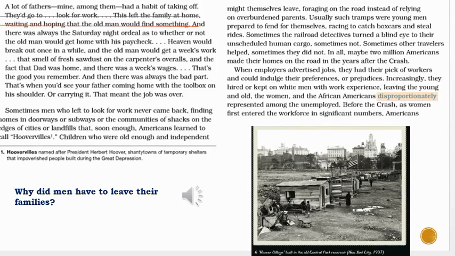After reading this slide, answer, why did men have to leave their families? Pause, read, and press play when you're ready.